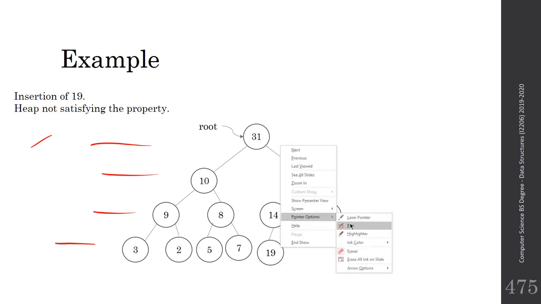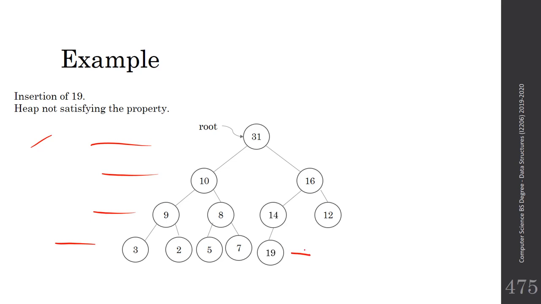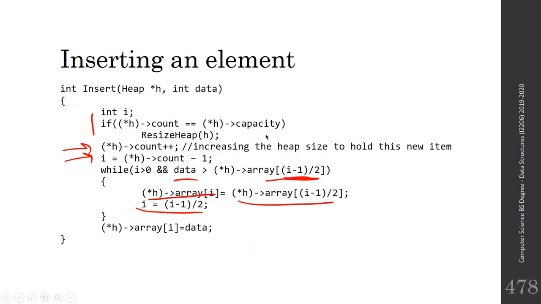So I have the index here, and I find the parent, which is at index (i-1)/2. For example, here 19 is greater than 14, so I place 14 here and keep 19 with me. Then I have the 16, so I move it down, and here I place 19. Every time I'm jumping to (i-1)/2, so the counter moves up, and at the end I place the element data at index i.